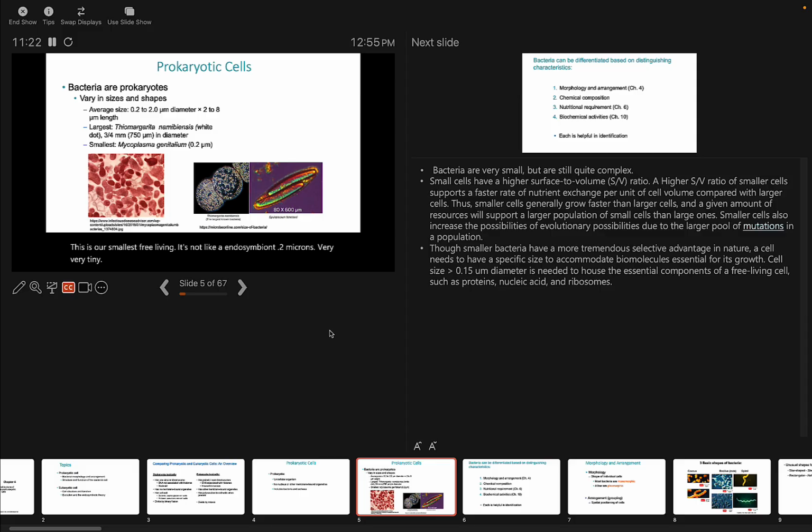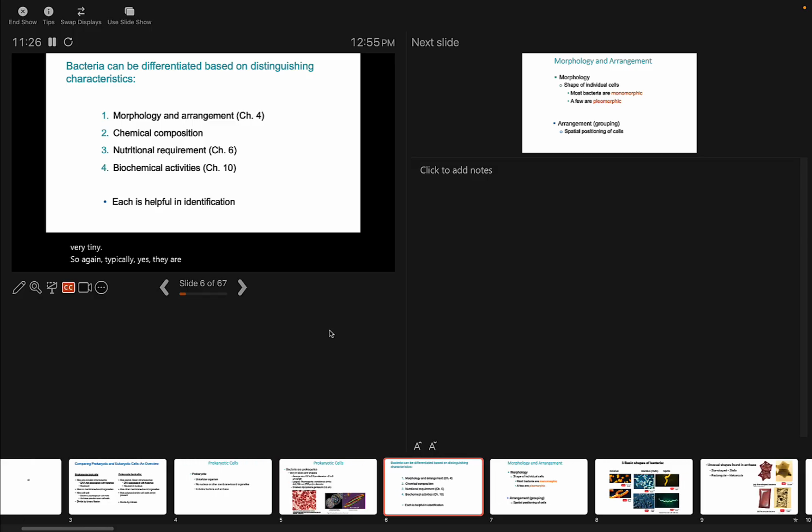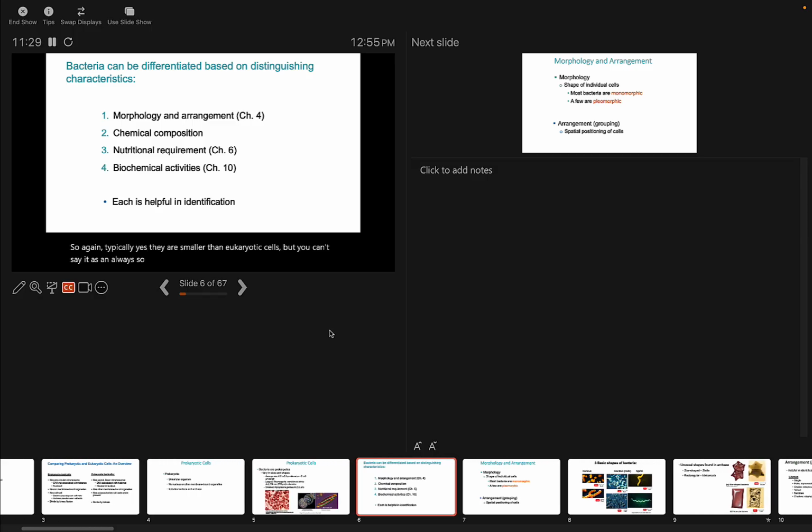So again, typically, yes, they are smaller than eukaryotic cells, but you can't say it as an always. So if I asked you what are some differences between prokaryotes and eukaryotes, and you say prokaryotes are smaller, I'm not going to give you full credit for that. If you say prokaryotes are mostly smaller, that is true.